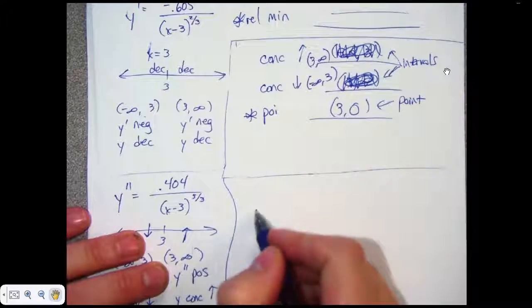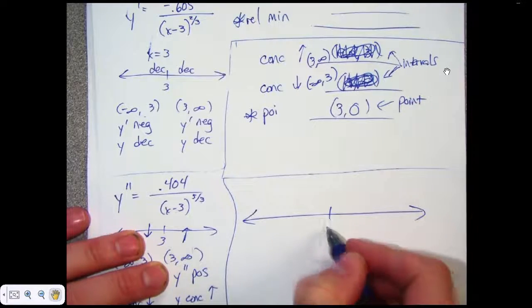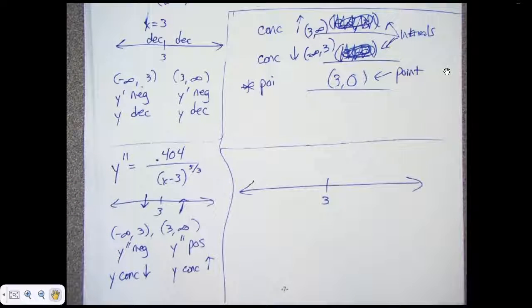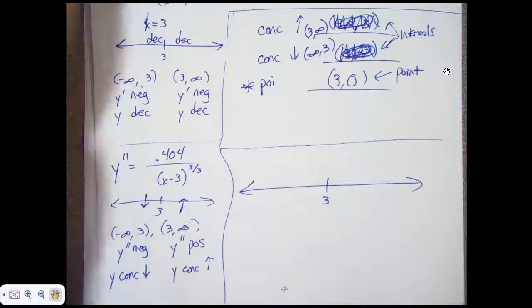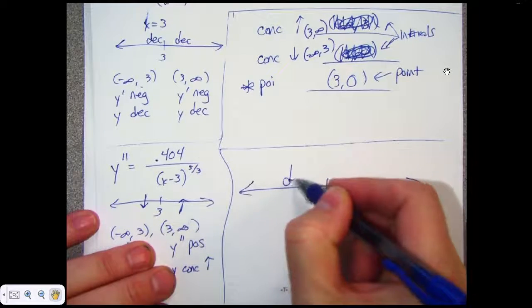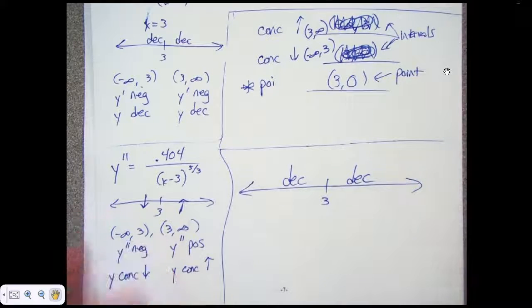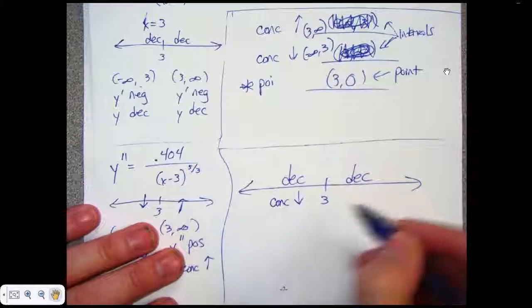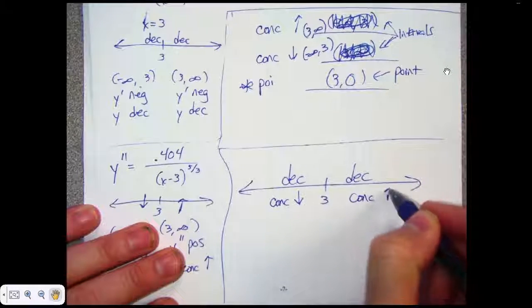I'm going to get my big number line and put everything I know on that number line and try to get my shapes. I'm going to try to connect my shapes to my dot. Make myself a graph. So on top, I know it was decreasing and then decreasing. On the bottom, we were concave down and then concave up.